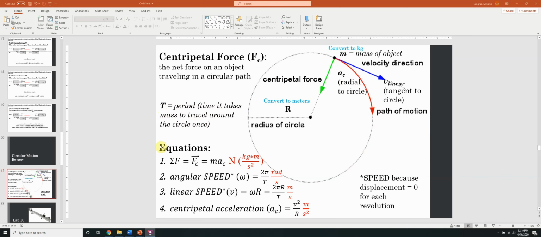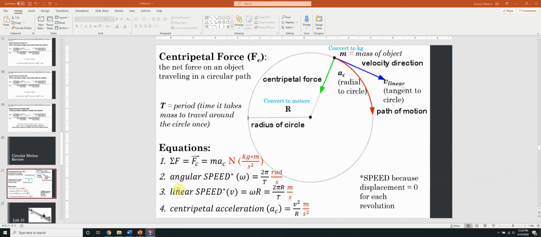Now, your important equations for centripetal force are going to be, of course, for centripetal force, which is, as it's defined, the net force on an object traveling in a circular path. Centripetal force is going to be equal to your mass in kilograms times your centripetal acceleration in meters per second squared, right? So that at the end, we get something in Newtons, which is kilogram meters per second squared.